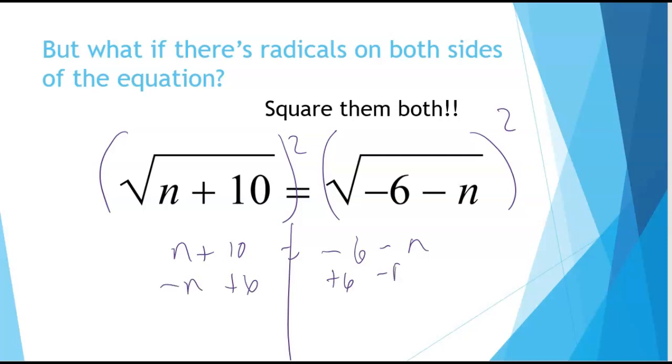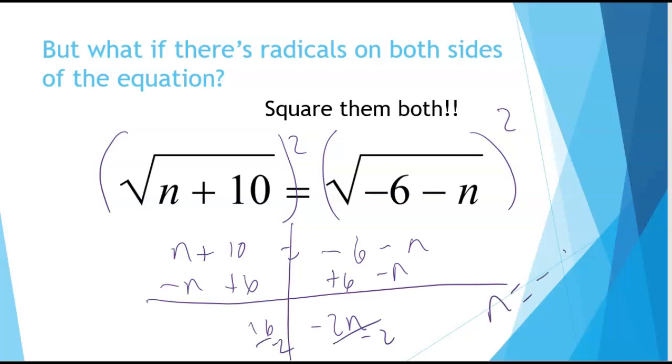minus n, negative 2n, 16, divide by negative 2, divide by negative 2, and n equals negative 8. So that's negative 2, right? Let's see. Negative 8 plus 10 equals 2. Negative 6 minus negative 8 equals 2. So now we ended up with the square root of 2 on both sides.